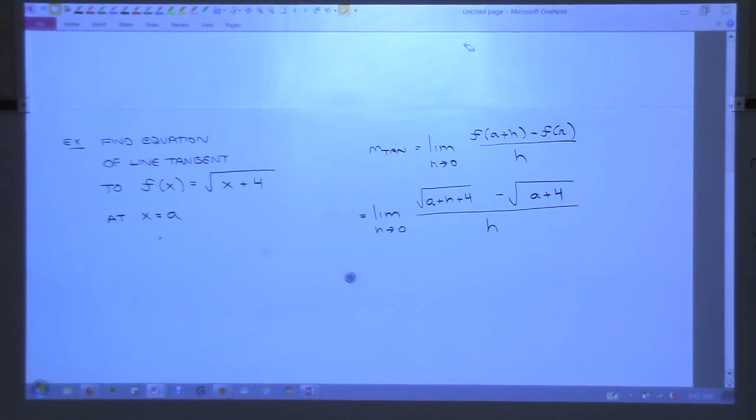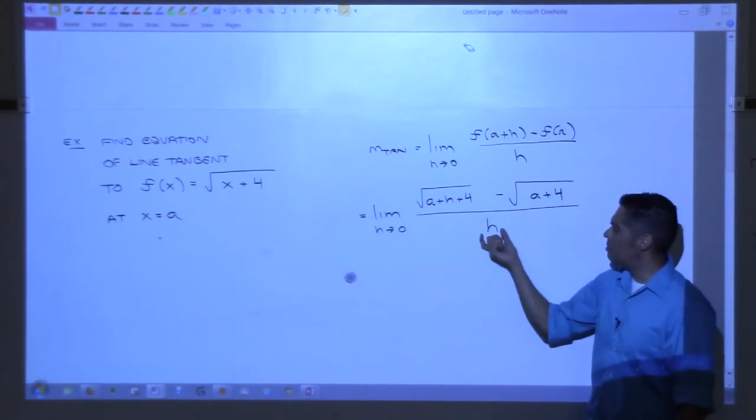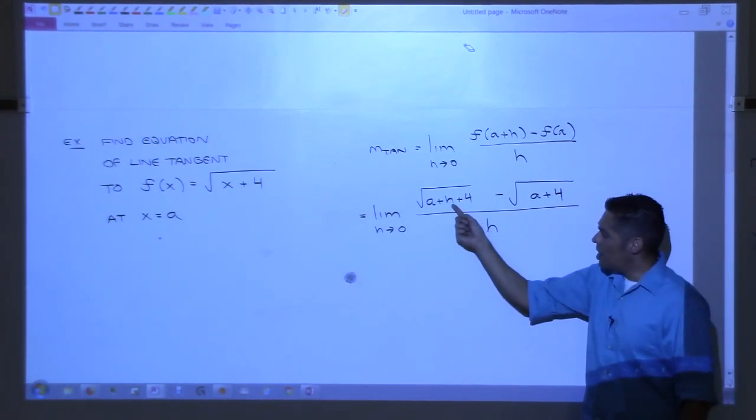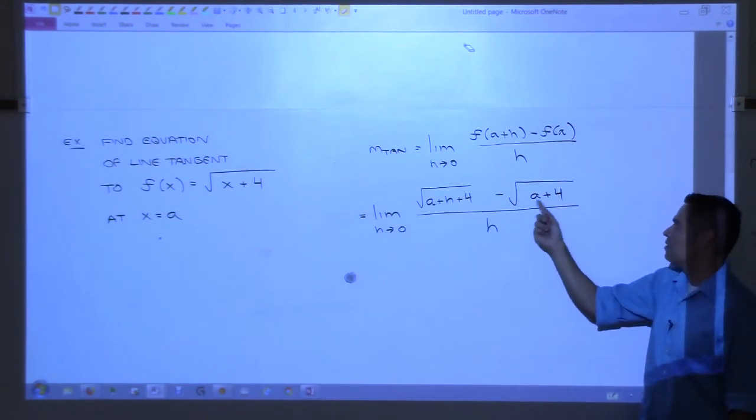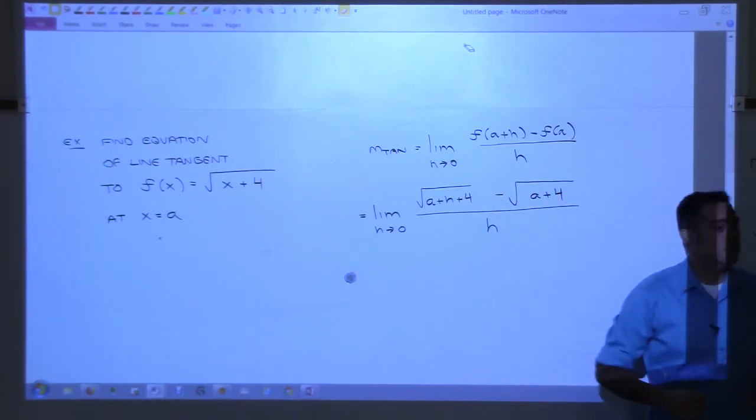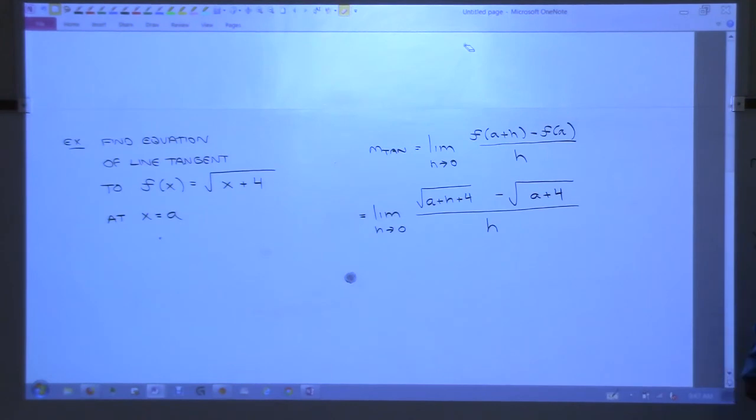All right, let's see. Does anyone have an idea? Right now, if you let h go to 0, the bottom is 0, right? If h goes away, this is root a plus 4, and this is root a plus 4, and you subtract, you get 0 over 0. So does anyone have an idea what we could do? We have to algebraically fix it, right? How about the conjugate? Conjugate of that top part, the numerator. Is it worth a shot? I think it's worth a shot.